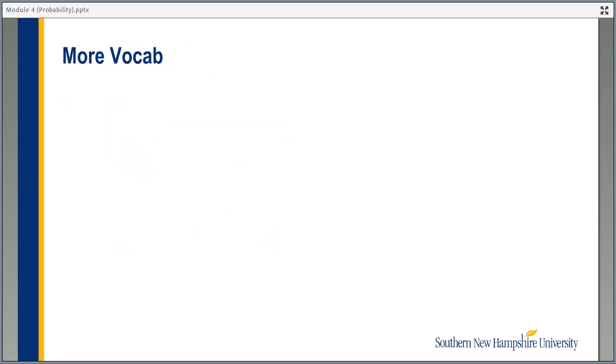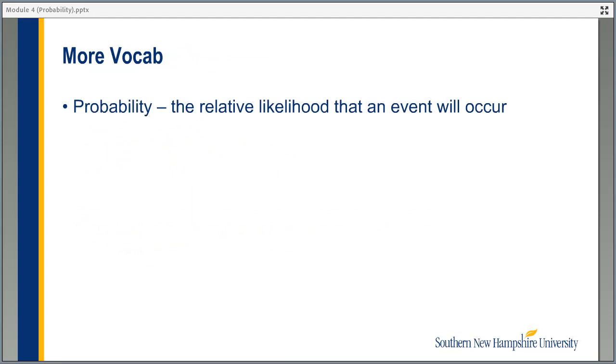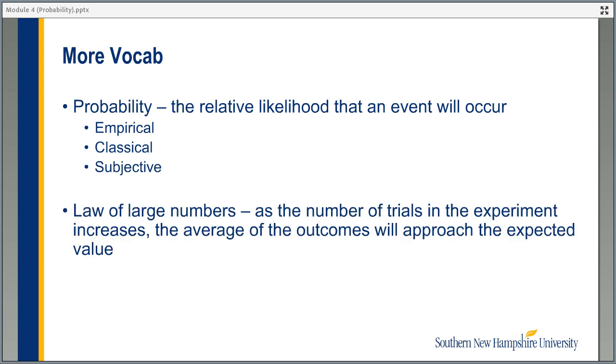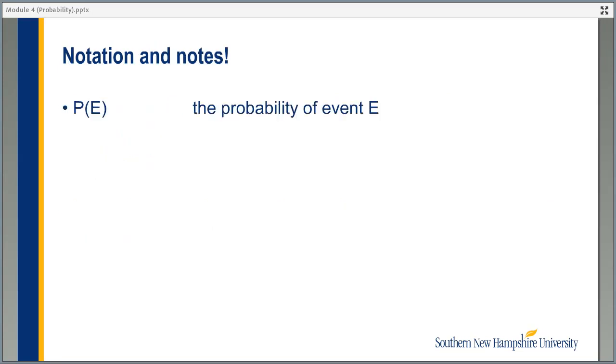Let's talk about some more vocab. Probability is the relative likelihood that an event will occur. We'll talk about empirical, classical, and subjective approaches to probability. The law of large numbers tells us that as the number of trials in an experiment increases, the average of the outcomes will approach the expected value. Let's also look at some notation and notes.